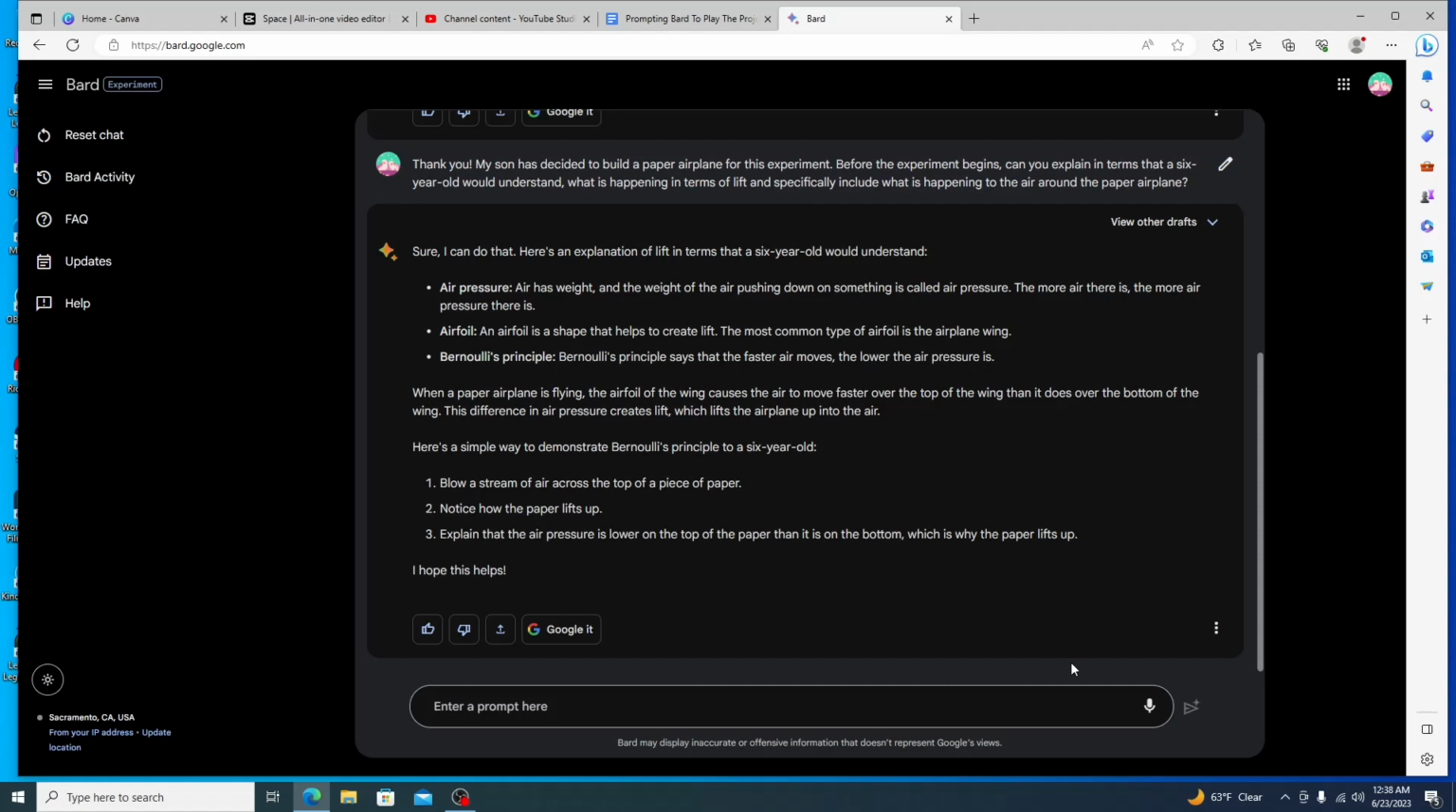When an airplane is flying, the airfoil of the wing causes the air to move faster over the top of the wing than it does over the bottom of the wing. The difference in air pressure creates lift.